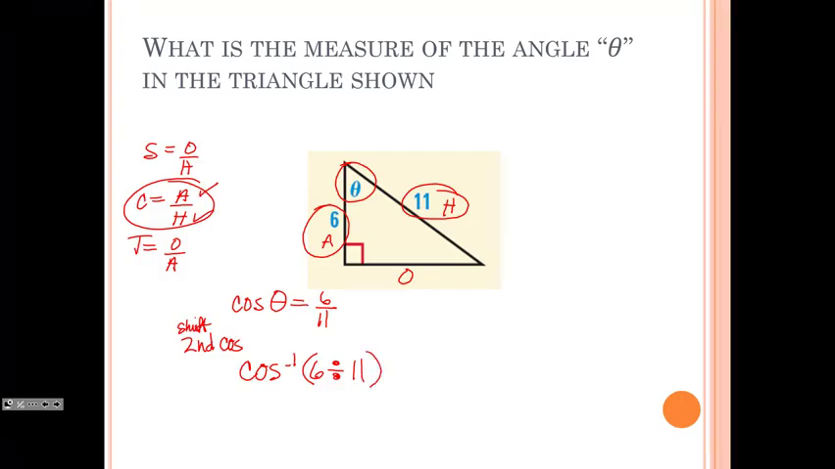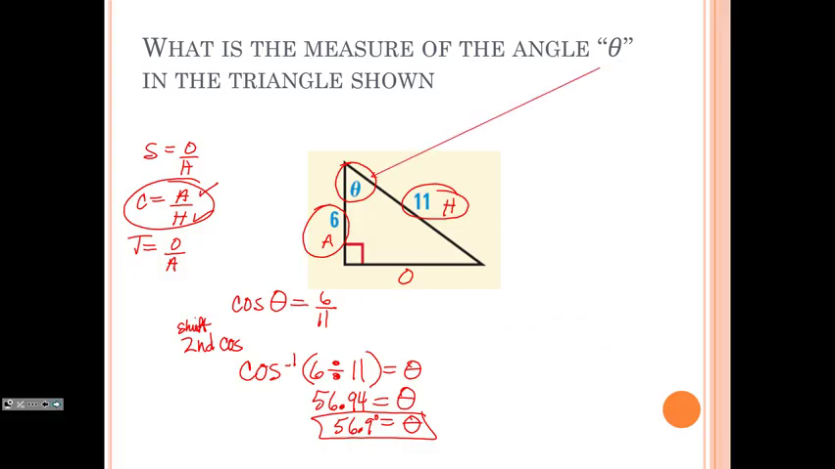When you do that, you are going to get an angle measurement. Take a minute: shift cosine, 6 divided by 11, make sure your calculator's on degrees. You'll get 56.94. So theta equals 56.94. Check for directions, maybe it's to the tenth, so it would be 56.9 degrees. That is how big our angle will be.